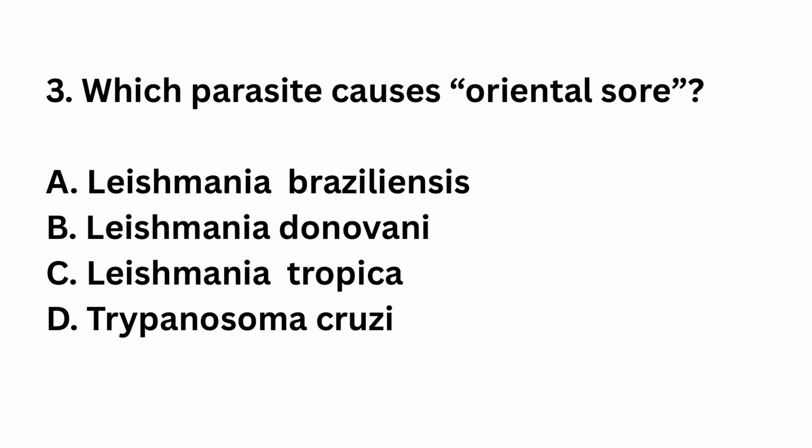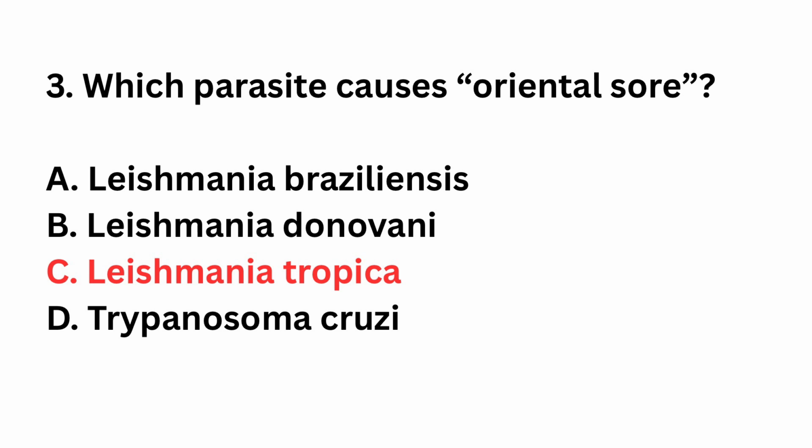Question number 3. Which parasite causes oriental sore? Leishmania braziliensis, Leishmania donovani, Leishmania tropica, Trypanosoma cruzi. The right answer is option C, Leishmania tropica. Leishmania tropica causes cutaneous leishmaniasis. Lesions are typically localized skin ulcers.